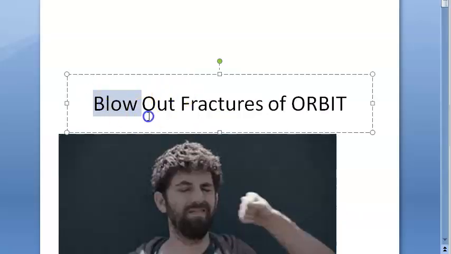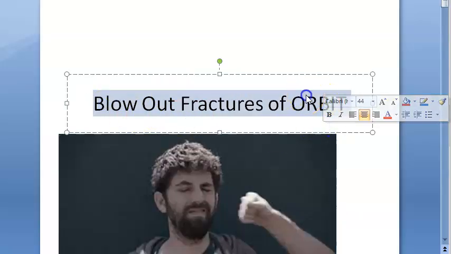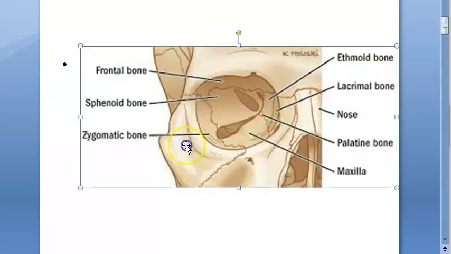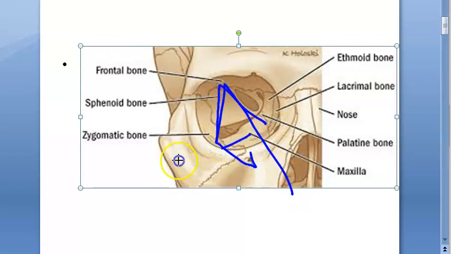Hello people, in this video let us look at blowout fractures of the orbit. So where is the orbit? This is the orbit, right? So blowout fracture: somebody punched and there is a fracture here. So that is a blowout fracture. The name itself says everything, isn't it?